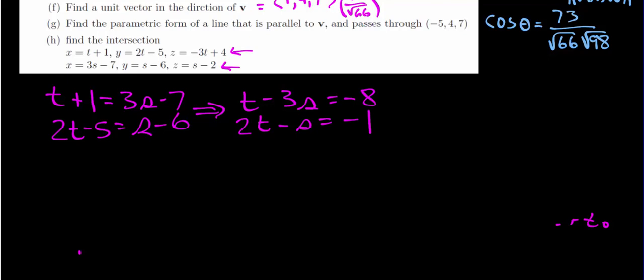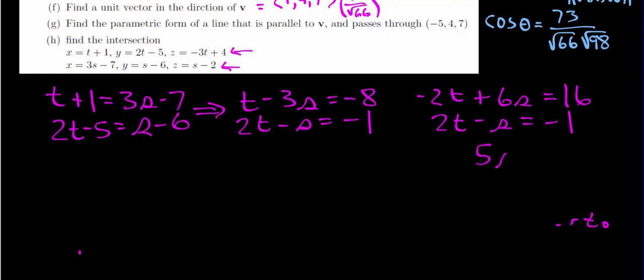Now I just want to solve this. I guess the easiest thing to do is multiply this first equation by -2. So I get -2t plus 6s equals 16. And then down here I've got 2t minus s equals -1. And we get 5s equals 15, s equals 3. So s equals 3.